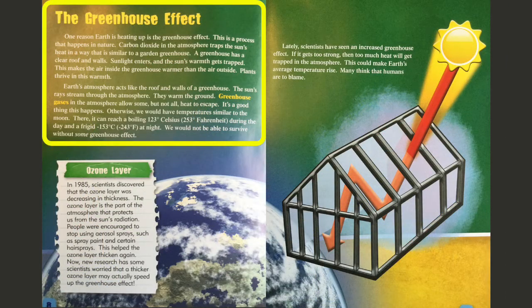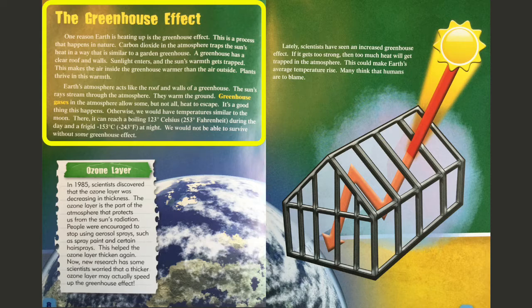The greenhouse effect. One reason Earth is heating up is the greenhouse effect. This is a process that happens in nature. Carbon dioxide in the atmosphere traps the sun's heat in a way that's similar to a garden greenhouse. A greenhouse has a clear roof and walls. Sunlight enters and the sun's warmth gets trapped. This makes the air inside the greenhouse warmer than the air outside. Plants thrive in this warmth.